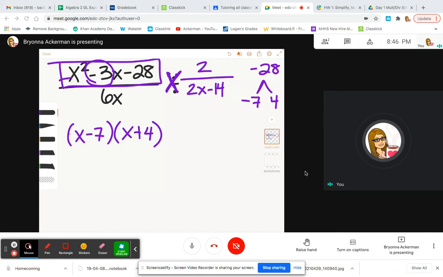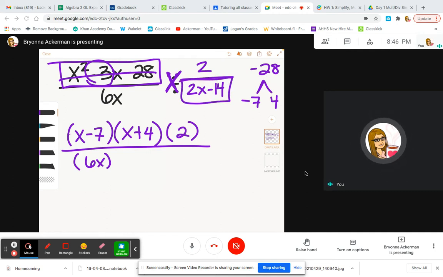And so we changed it. On top, we still have a times 2. On the bottom, we do have this 6x still. And over here, we can take out a greatest common factor. On this bottom one, we can take out a 2, and if we do that, we're left with x minus 7. Now we've simplified that one as well.